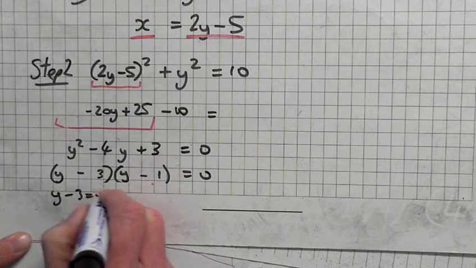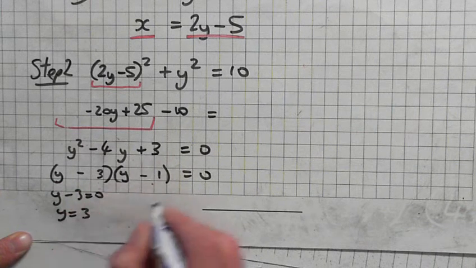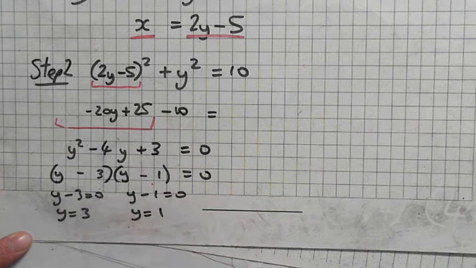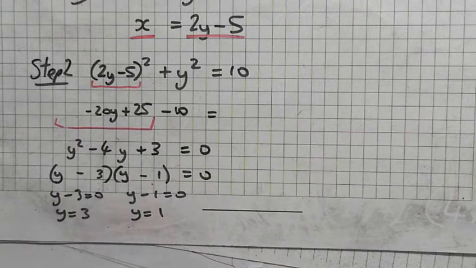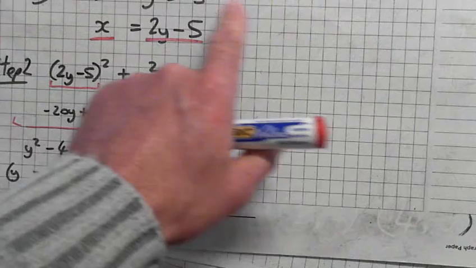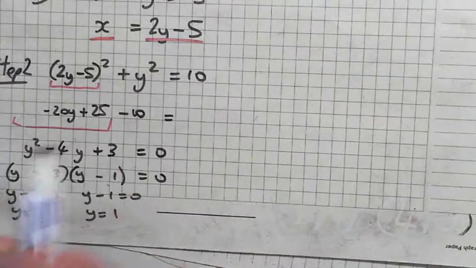Y minus 3 is equal to 0, y is equal to 3. Y minus 1 is equal to 0, y is equal to 1. So 3 and 1. What do we do? Step 2 is done. Step 3 is to take the line equation again, the one that you've rearranged.